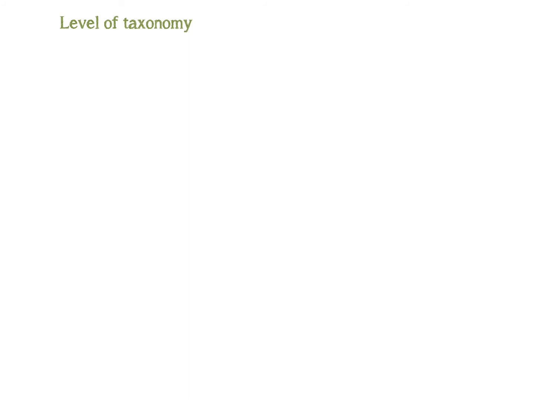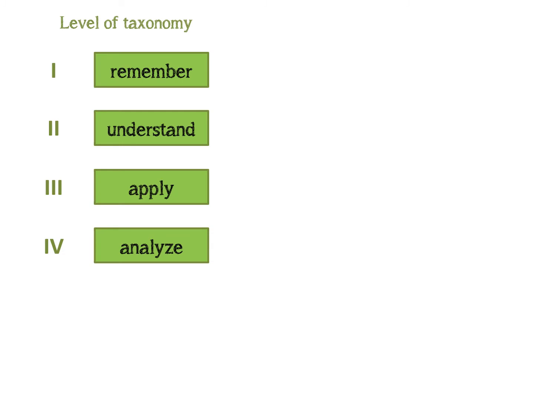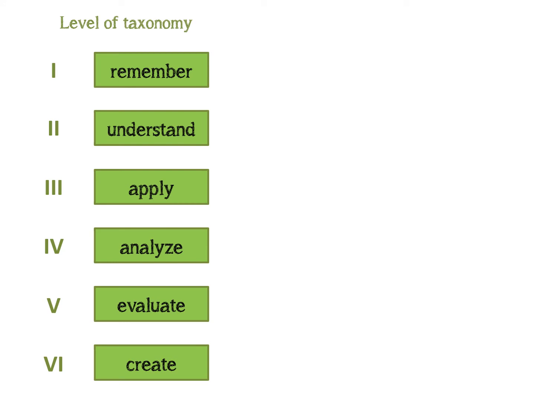The first 4 levels you just saw in the example with Karl. So there is remember, understand, apply, and analyze. But there are 2 more levels. I just skipped them in the example because I know you got the idea at this point. The next level would be level 5, evaluate, and the last level is create.